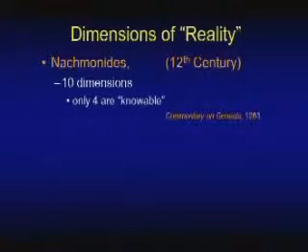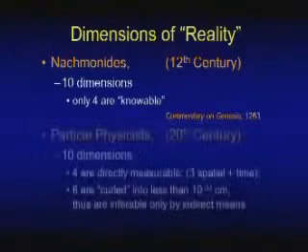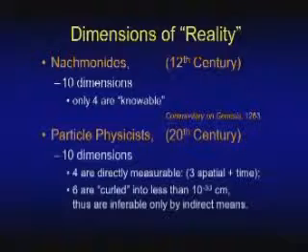Nachmanides, remember I mentioned, concluded that we live in 10 dimensions. Only 4 are knowable, and 6 are unknowable in his mind. Particle physicists say the same thing, in effect. 4 are directly measurable, the 3 spatial ones and time. 6 occur in less than 10 to the minus 33 centimeters.